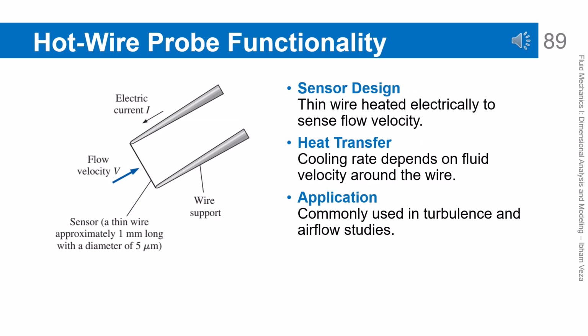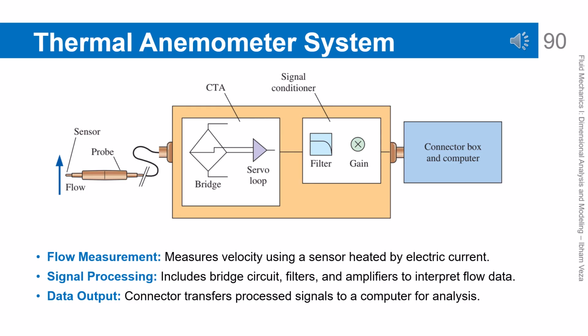Hot wire probe functionality. A hot wire probe uses a thin, electrically heated wire to measure flow velocity. The cooling rate of the wire by the fluid depends on the surrounding flow velocity. The temperature change of the wire is translated into an electrical signal change. This method is very sensitive and suitable for turbulent studies. However, the device is relatively fragile and requires careful handling. Thermal anemometer system.